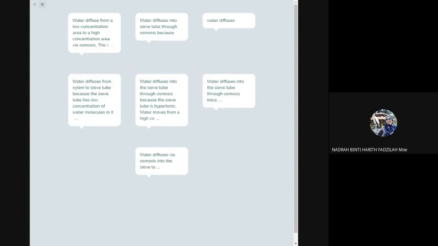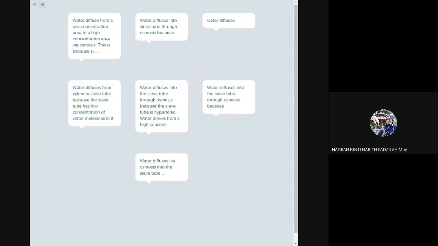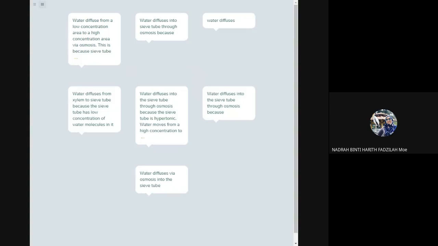Ada satu term yang saya tak jumpa lagi kat sini. Osmosis saya dah jumpa. High concentration area tu okay, betul juga. Hypertonic pun saya setuju. Saya cari satu lagi term. Satu lagi term. That particular term has two words in it. Start with the letter W.